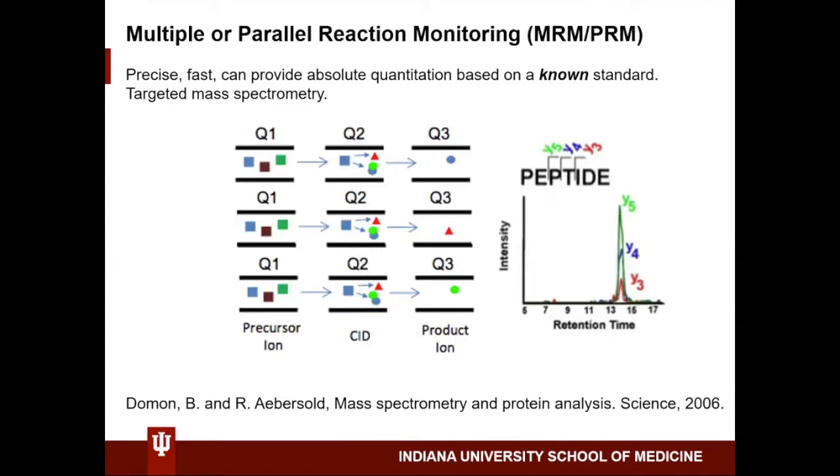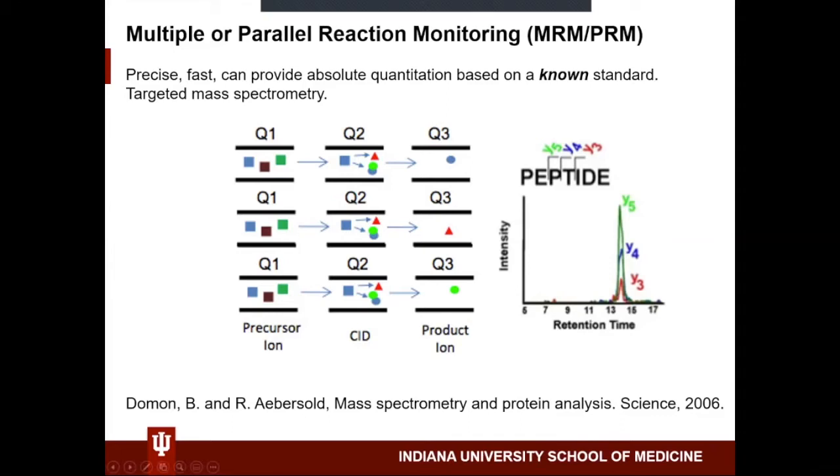Multiple or parallel reaction monitoring is a precise, fast method which can provide absolute quantitation based on a known standard. A triple quadrupole mass spec is commonly used for this, and this might be useful in a setting where you're trying to quantitate a biomarker, or you are looking at a specific level of drug or specific post-translational modification. So it's targeted mass spectrometry. You need to know what you're looking for, and you have to have developed a method to look for it.